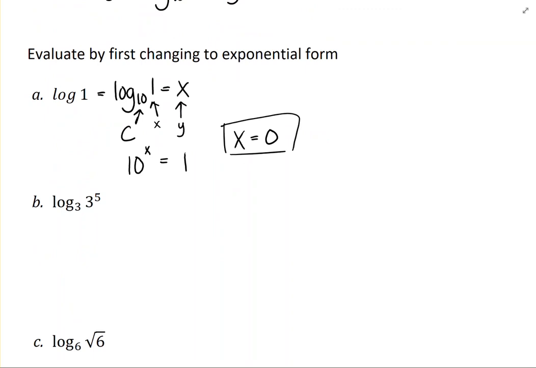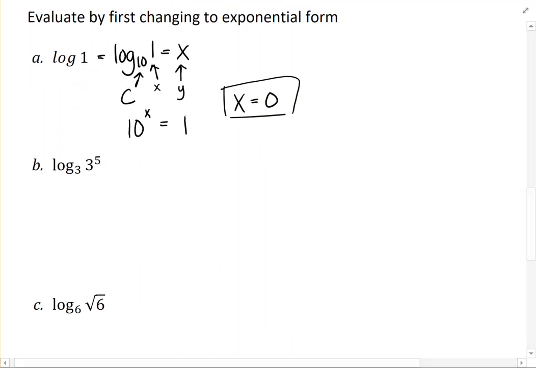All right, question B. So log base 3 of 3 to the 5. So again, we could say this must equal some number. And if we write the relationship back to exponential form, 3 to the x must equal 3 to the 5. And thinking back to exponents before, we know when we have the same base, the exponents must equal. So x must equal 5 in this case.